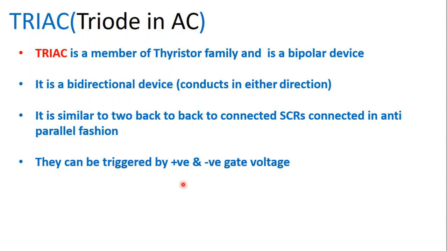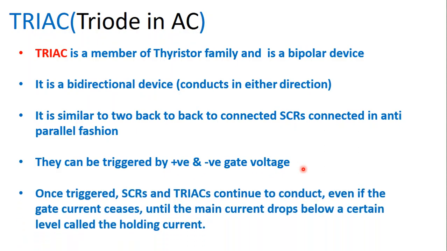Triacs can be triggered by positive as well as negative gate signal or gate voltage. In SCRs we have already studied that once SCRs are triggered they continue to conduct even if the gate current or gate signal is removed, until the main current drops below a certain current level, that is called the holding current. In triacs also the same phenomenon is seen. So this is the similarity between SCRs and triacs.